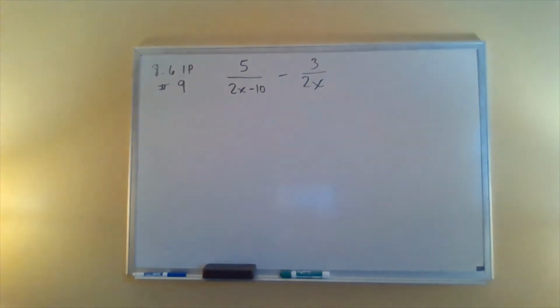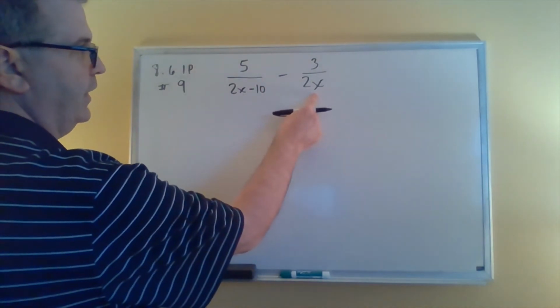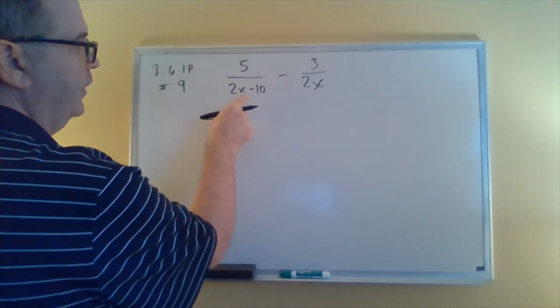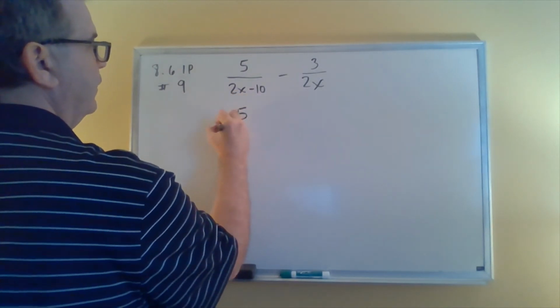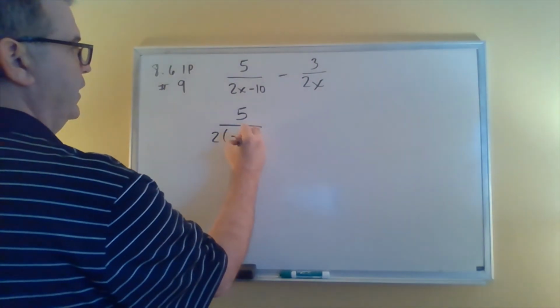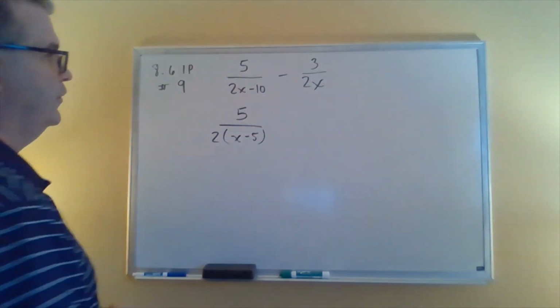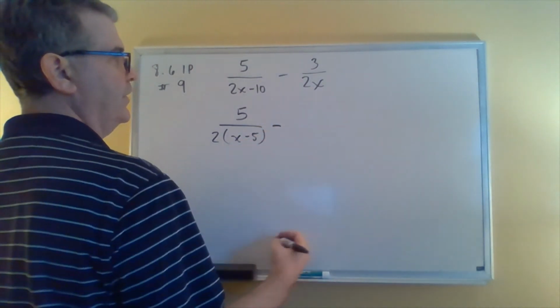Number 9, I'm given 5 over 2x minus 10, and I'm going to subtract from that 3 over 2x. First step is to factor each denominator completely. This one's already factored as much as we can. However, we can pull a greatest common factor out of this first one. So I'm going to have 5 over, I'm going to pull out that greatest common factor of 2. I'm going to get x minus 5. So 2 times x minus 5 is my factored denominator in my first fraction.